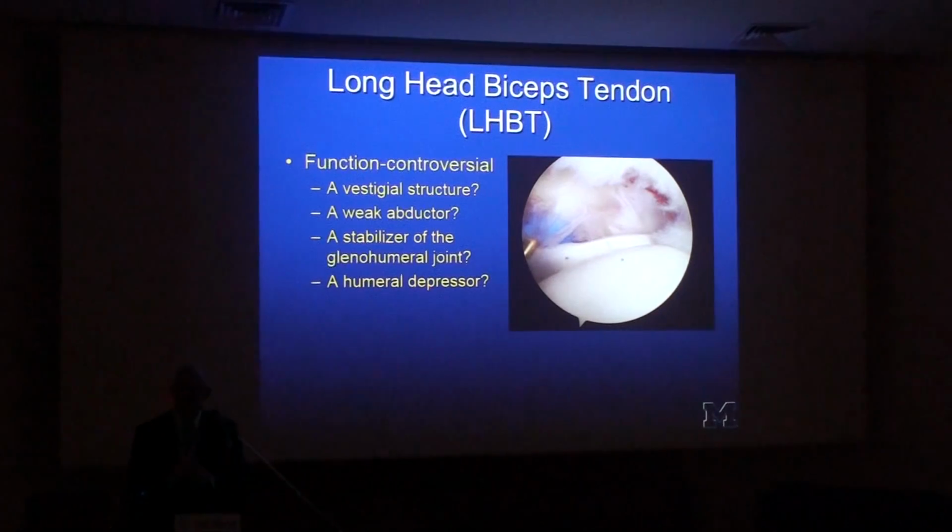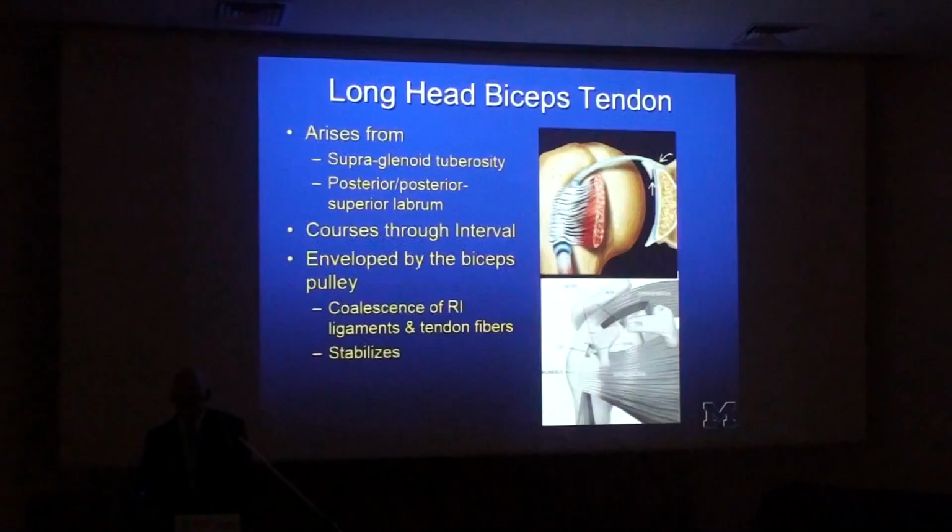We're not really sure what this structure does. Is it really needed? Does it stabilize the shoulder? Is it a weak abductor and so on? Here you can see an arthroscopic image. You can see the biceps tendon. The background is the rotator interval. The foreground is the humeral head.